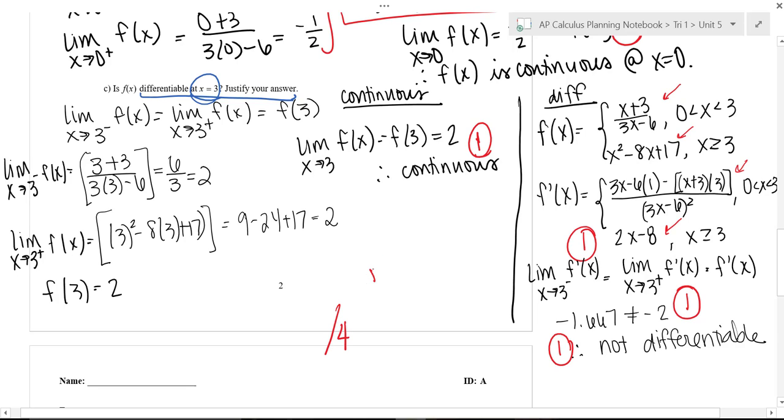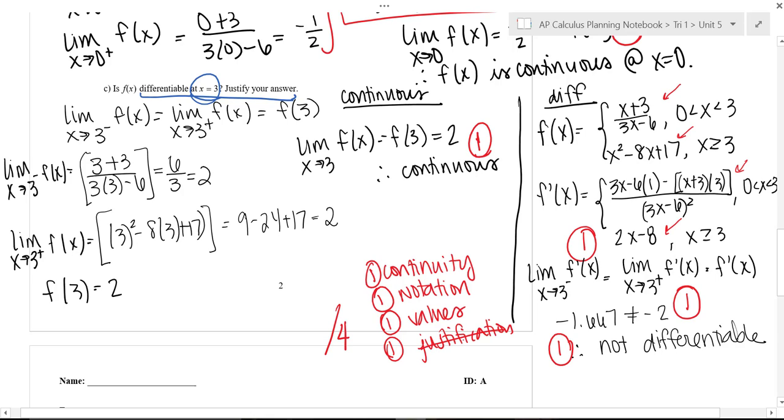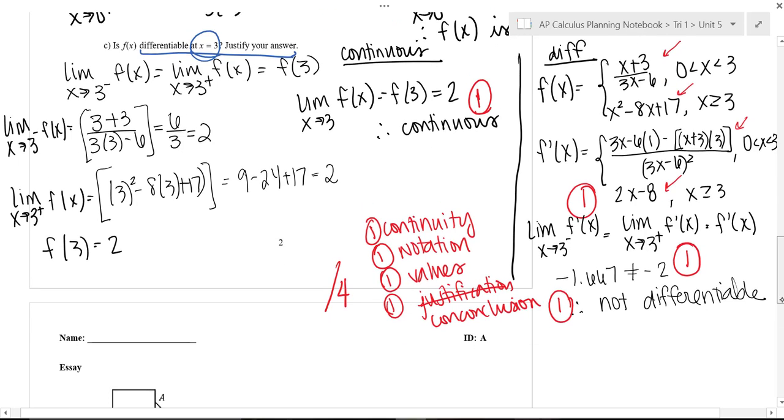1 point was for continuity. 1 point was for notation. 1 point was for values. And then 1 point was for the justification, or the conclusion, sorry. That justification would have been that work or that notation.